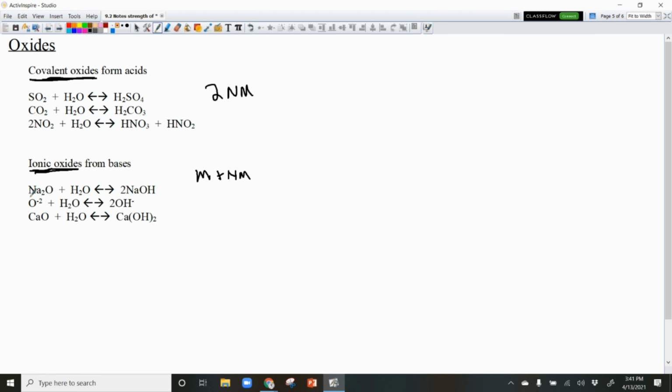And if it's just oxygen by itself, like the oxide ion, combining with water, then it's just going to give you OH-, which is the polyatomic ion hydroxide. And then again, metal calcium oxide with water is going to give you calcium hydroxide. Okay, so these are just pieces of information that you need to retain, some factual information.